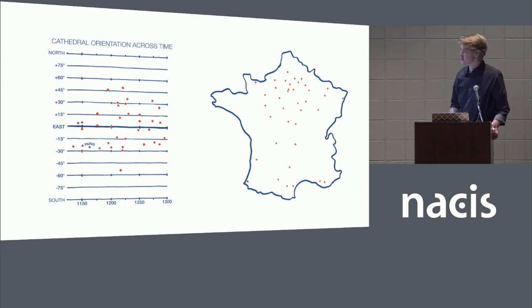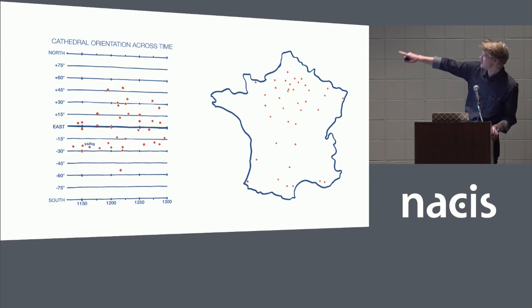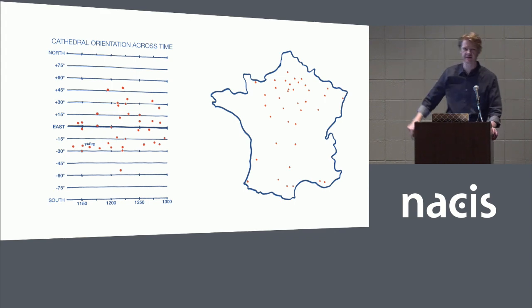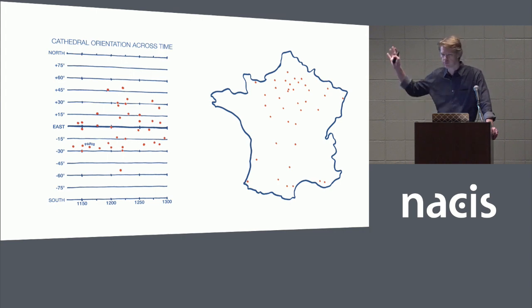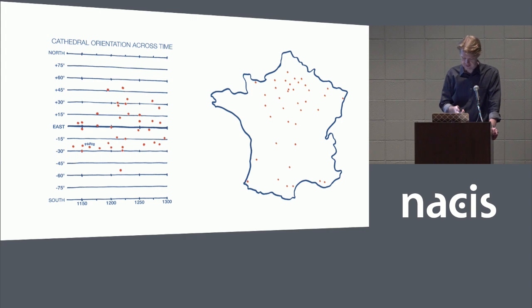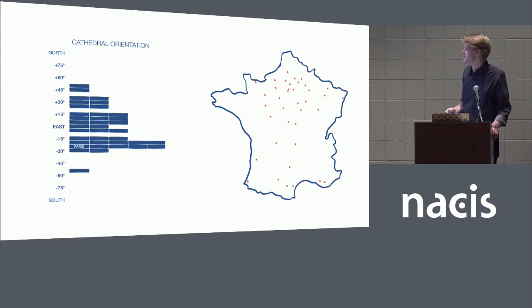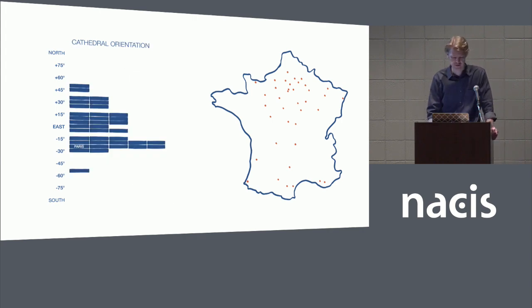I took the date of construction, I took the angles, I scattered them, and saw that they all clustered around an eastward orientation. I got excited. But there's no real pattern across time. So what do I do? I compress them. I get even more excited because I see that there's some sort of maybe a modal distribution here, and I get, oh my gosh, maybe there's something here.